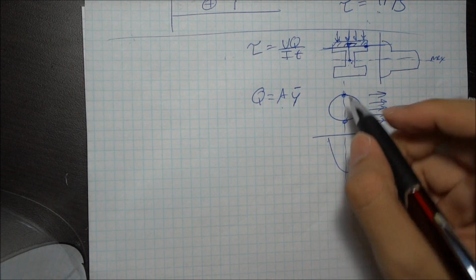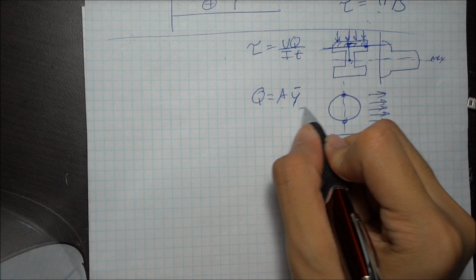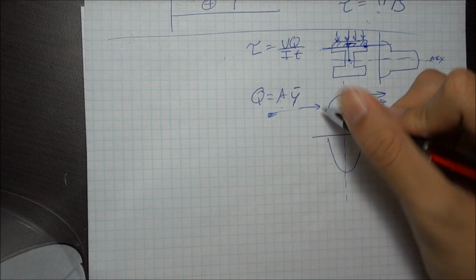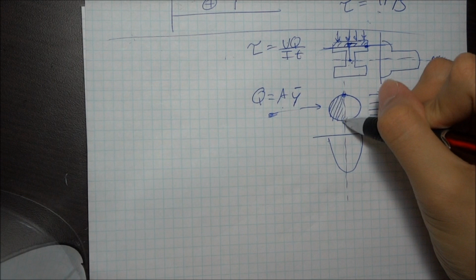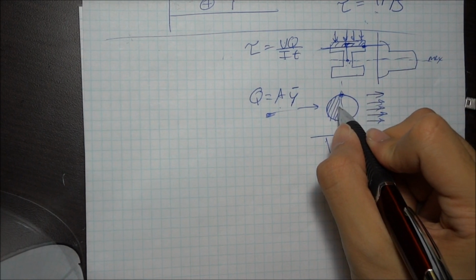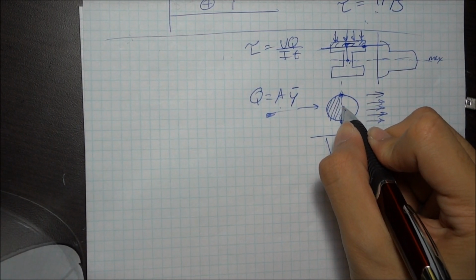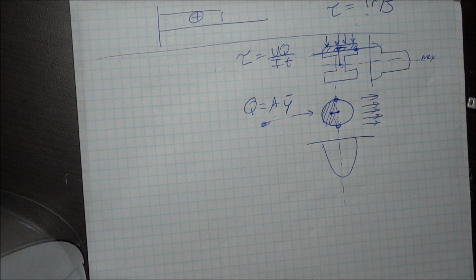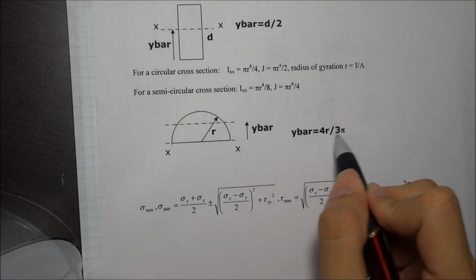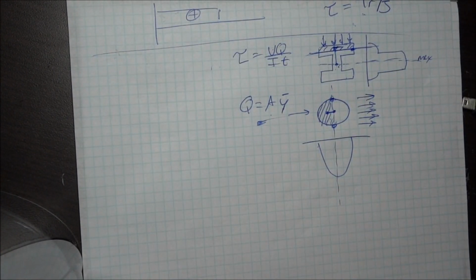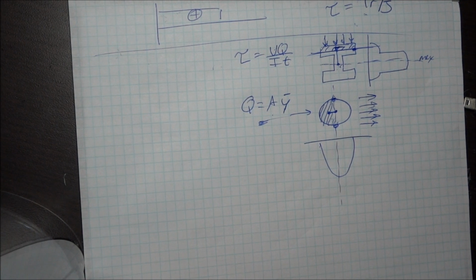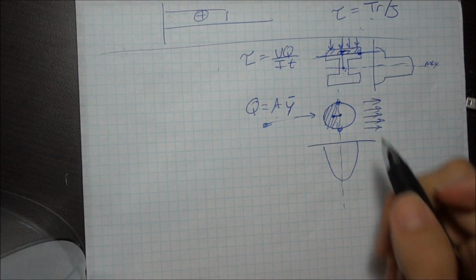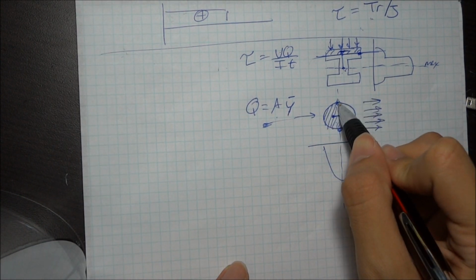How do you get Q for here? Well, this is the direction of the shear. This is the origin of the shear, I guess you can say, and you take this area. You need to use the y bar for this area, so the distance from here to here, and that is given to you in your equation sheet. So that is Q. In our case, for t, because we're at the maximum, you're just going to use the diameter.